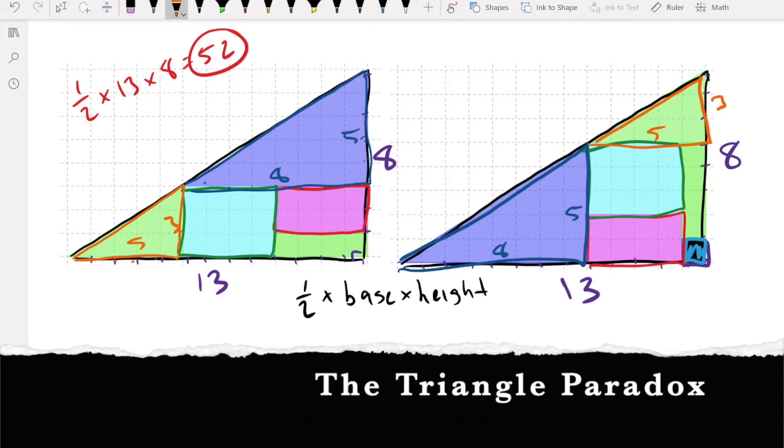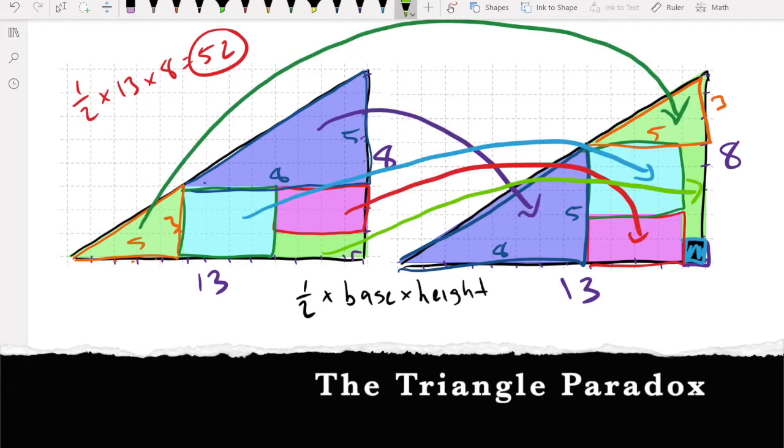You actually could cut this out with paper and actually do this in real life. So you can see I drew arrows to show where the triangles ended up in the other triangle. And somehow when you rearrange them, the area changes. That makes no sense. This is the paradox.